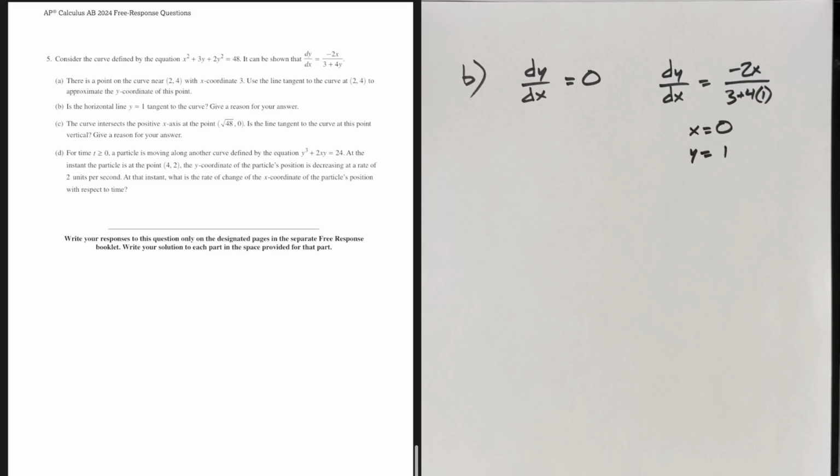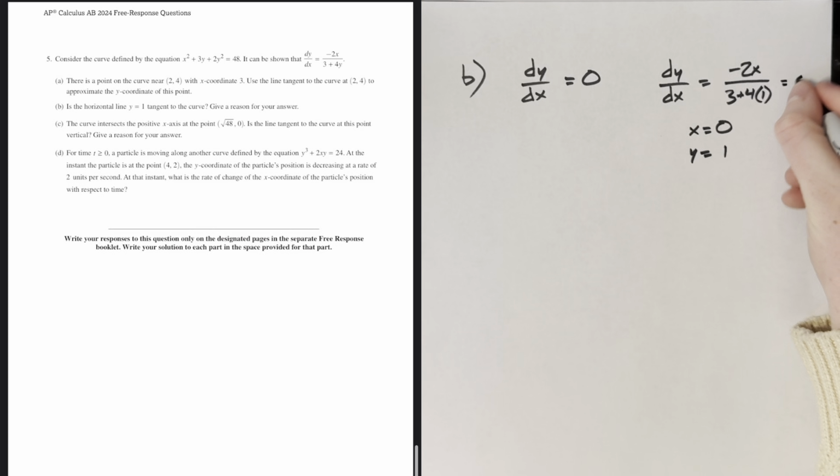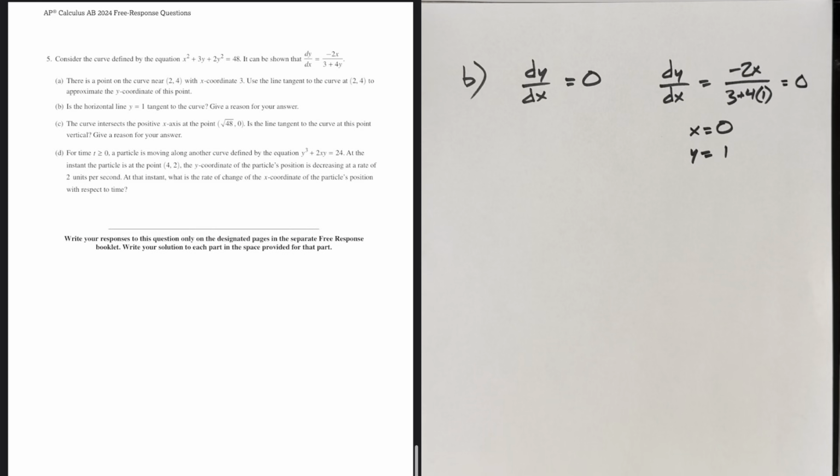So, it seems like it works, right? When I plug in x equals 0, y equals 1, we get a derivative equal to 0. So boom, we're done, right? Like that should work. But there's one thing that we move past if we just come up with x equals 0 and y equals 1. And that's the fact that this point is not on the curve.